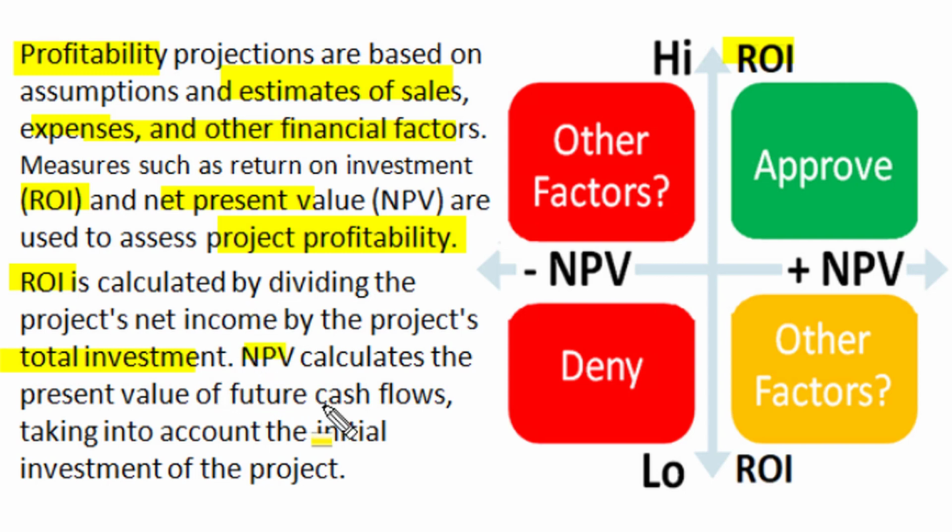Net present value calculates the present value of future cash flow, taking into account the initial investment of the project. If a project has a positive net present value and high return on investment, then one should approve that investment, and if return on investment is low and net present value of the project is negative, then one should deny those projects and should not invest in them.